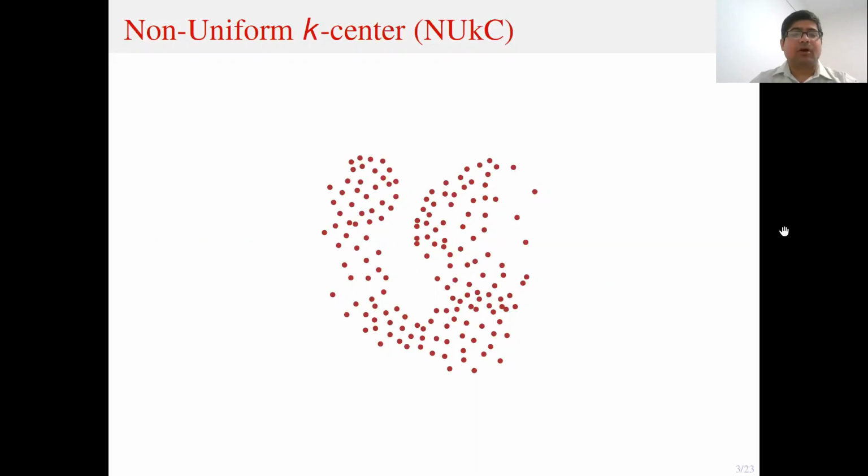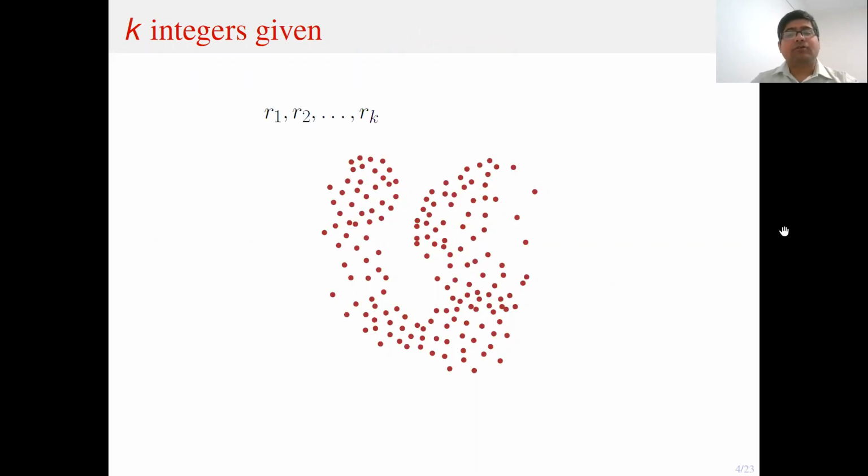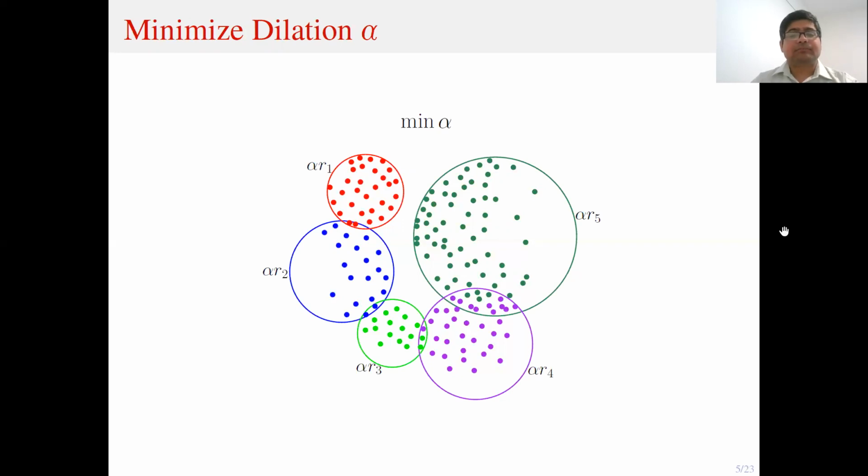Let me formally define this problem. In this problem, we are also given k integers r1 up to rk, which are called the radii parameters. And here the goal is to find k balls of radii alpha r1 up to alpha rk, so that the union of these balls should contain all the points and the value of alpha is minimized. The clusters are induced by the chosen balls in the natural way. If a point is contained in multiple balls, then it is assigned to one of them. And in this figure, I have shown the 5 clusters by 5 different colors.